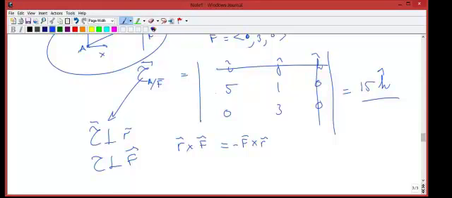Okay? A little bit weird, but from a vector point of view and a cross product point of view, it has to be. If F and R are on the plane, the torque is perpendicular to the plane. And if you go counterclockwise, it's towards you. And if you go clockwise, it's away from you.